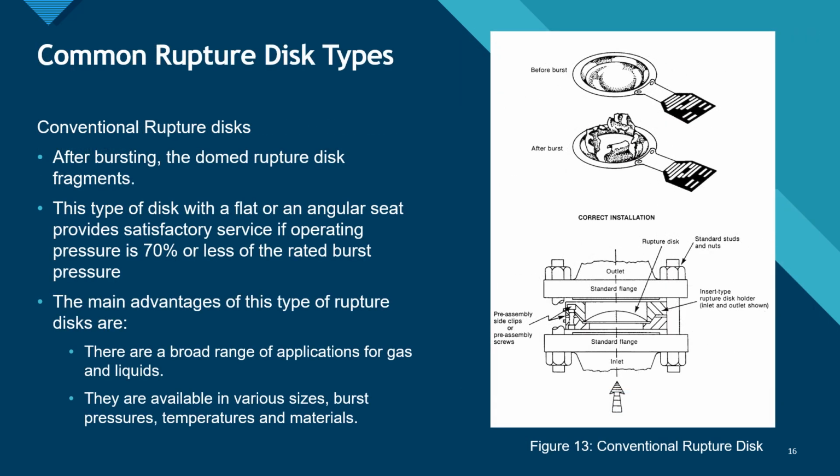We have some common rupture disc types. First being conventional rupture discs. After bursting, the dome rupture disc fragments. This type of disc with a flat or angular seat provides satisfactory service if operating pressure is 70% or less of the rated burst pressure.